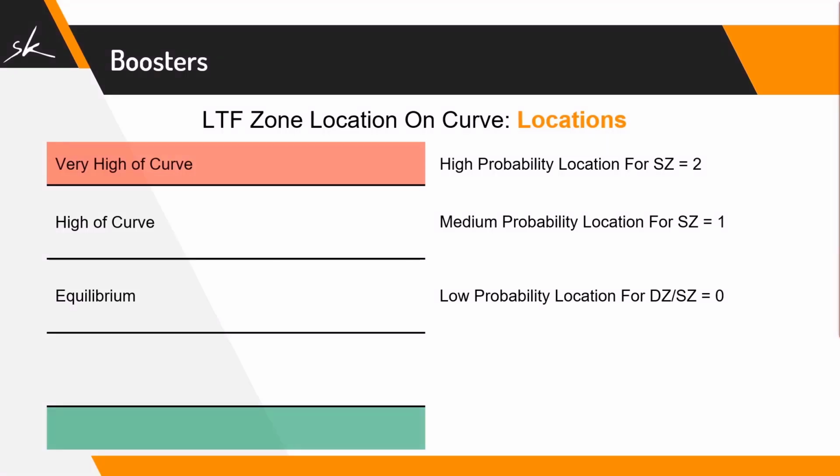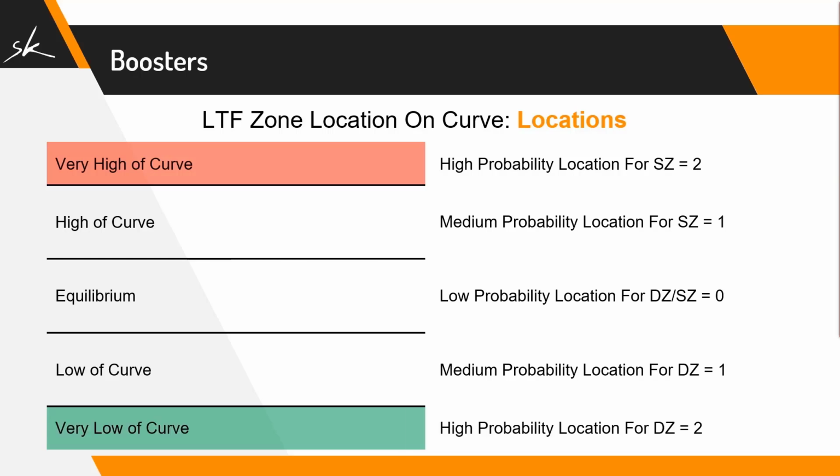If the lower time frame demand zone is located low off the curve, it's a medium probability location, therefore it will be a score of 1. If the lower time frame demand zone is located very low off the curve, it's a high probability location, therefore it will be a score of 2.